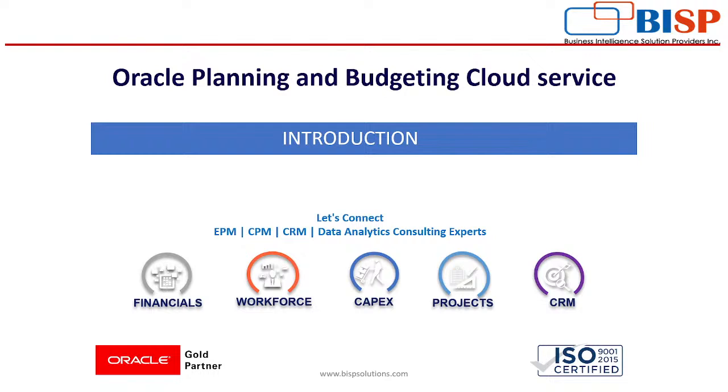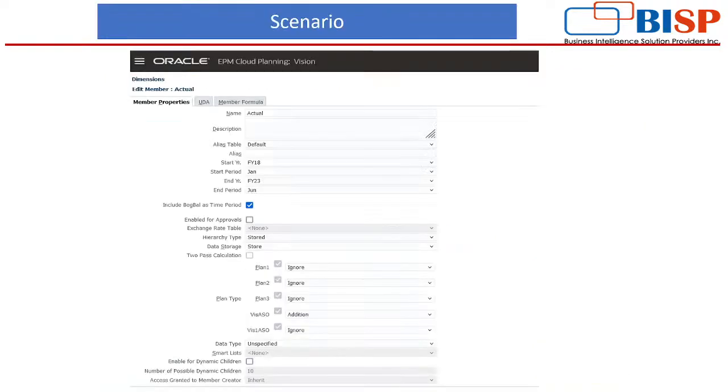Today in PBCS we are going to see scenario dimension, version dimension, then dynamic time series in period dimension, and alternative hierarchy members. So let's start with scenario dimension.